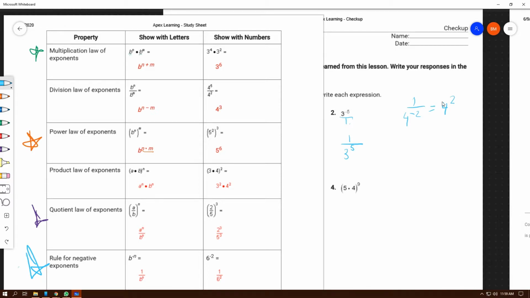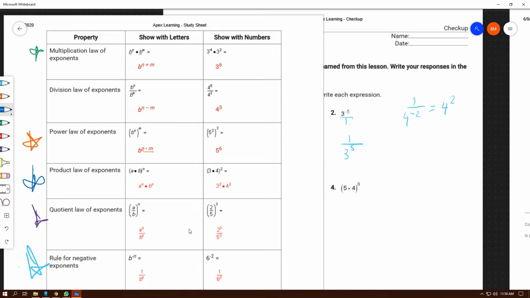We just change the exponent from negative to positive. Now, if the coefficient was negative, like if the 3 in the original example or the 4 in my example was negative and we had to flip it, we would not change that sign. We only change the exponent sign.